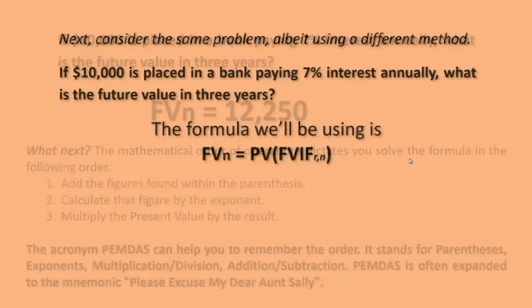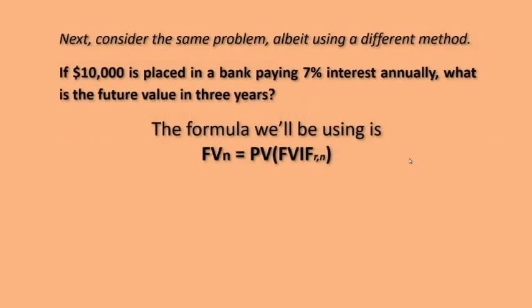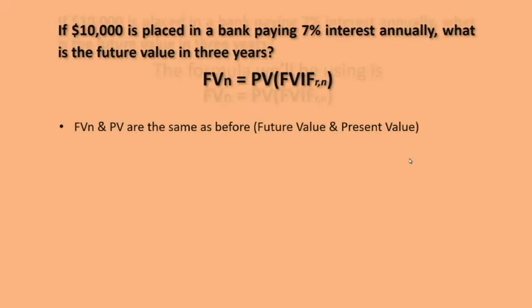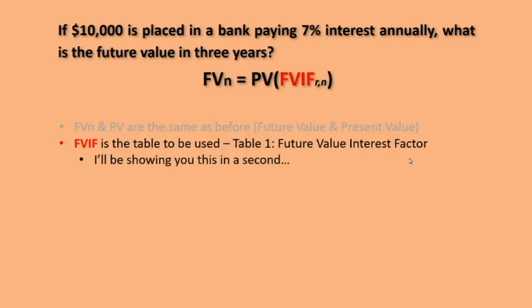Okay, now I'm going to solve the exact same problem using a different method. This time we're going to skip some of the math that was involved in the last method by using the future value interest factor table. Now, as you can see, many of the same components are included in both formulas. For instance, the FV and the PV are the same as both future value and present value. You also have the FVIF. Now, that refers to the table we're going to be using, Table 1. Make sure you make note of that because I actually use 4 tables. I'll get to that in just a second.